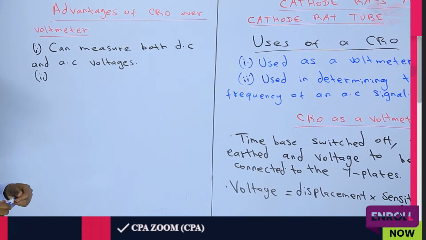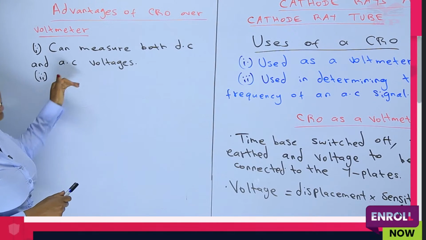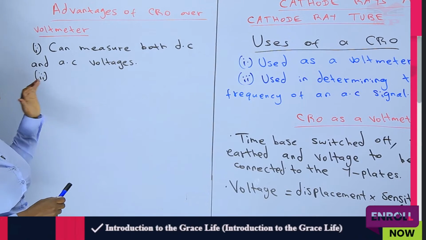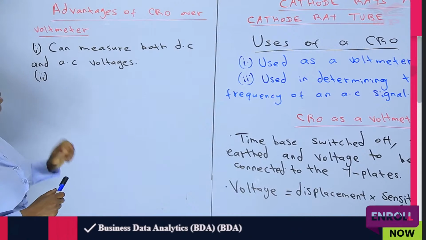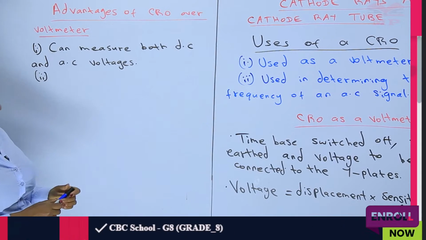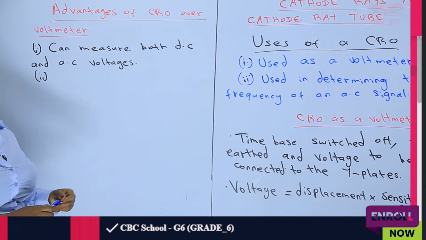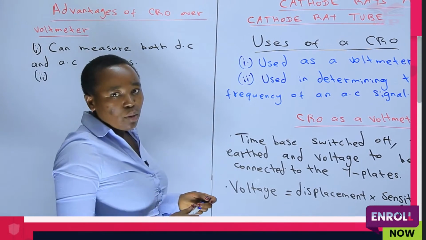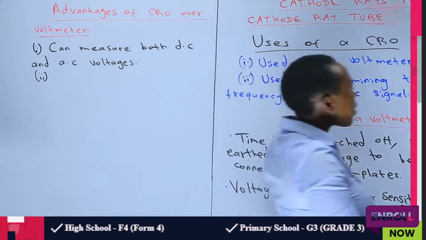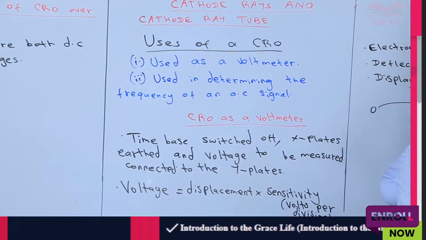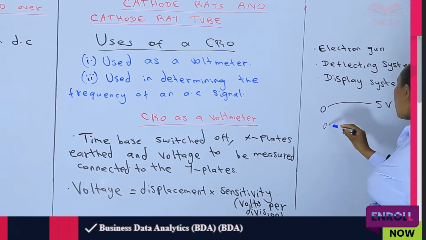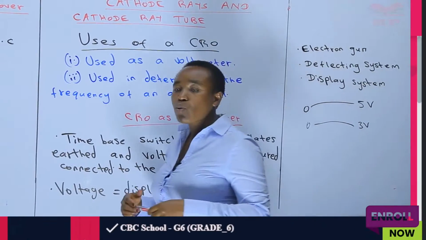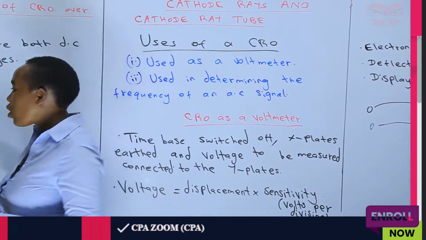Then we can also say that it can be used to measure large, not currents, but voltages, because it's used as a voltmeter. It can be used to measure large voltages without being destroyed. We know in the voltmeters that we use in the laboratory, most of them range from 0 to 5 volts, others from 0 to 3 volts. But the CRO can be used to measure larger voltages.